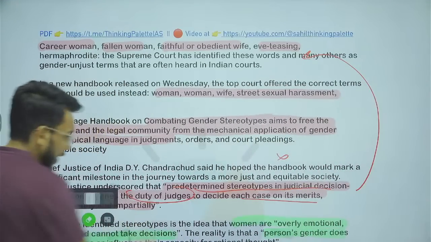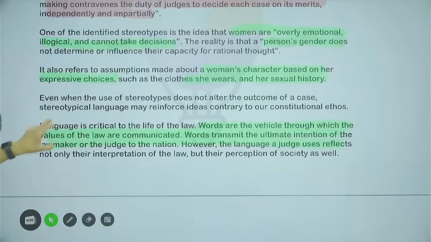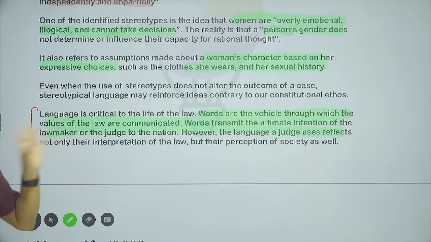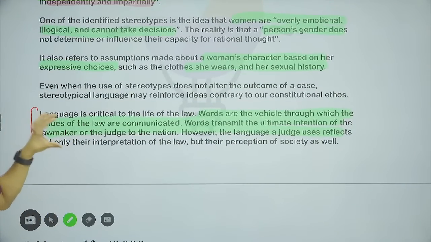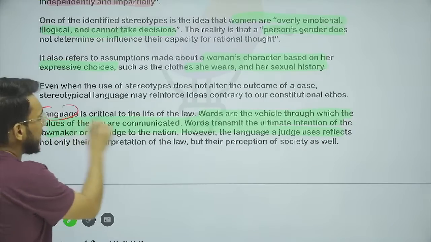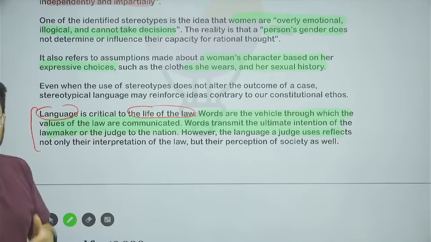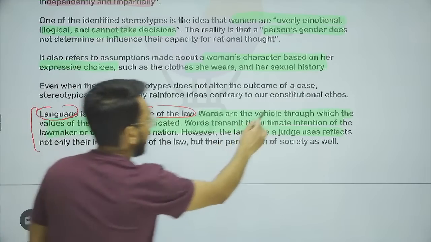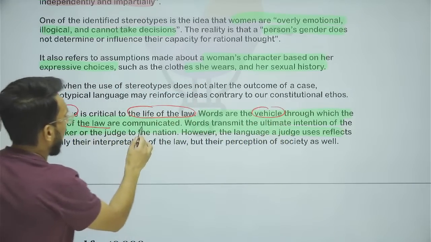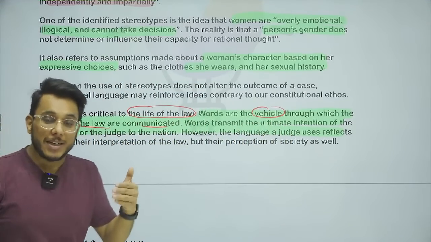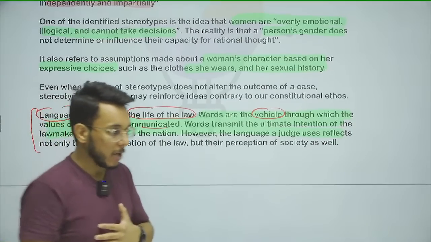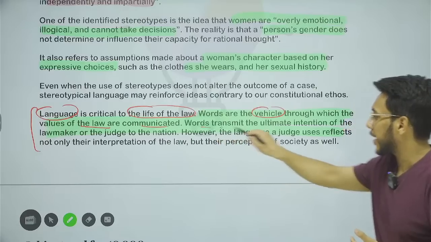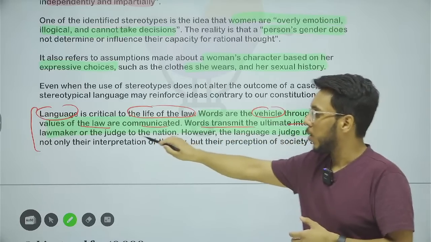Moreover, guys, there is one paragraph here that I want you to please note down in your notes and use. The Supreme Court says that language is very critical to the life of the law. Words are very powerful. Why? Because words are the vehicles through which the values of law are communicated. Words actually tell the intention of a person. The type of language that I use will tell my intention. So words transmit the ultimate intention of the lawmaker or the judge of the nation.